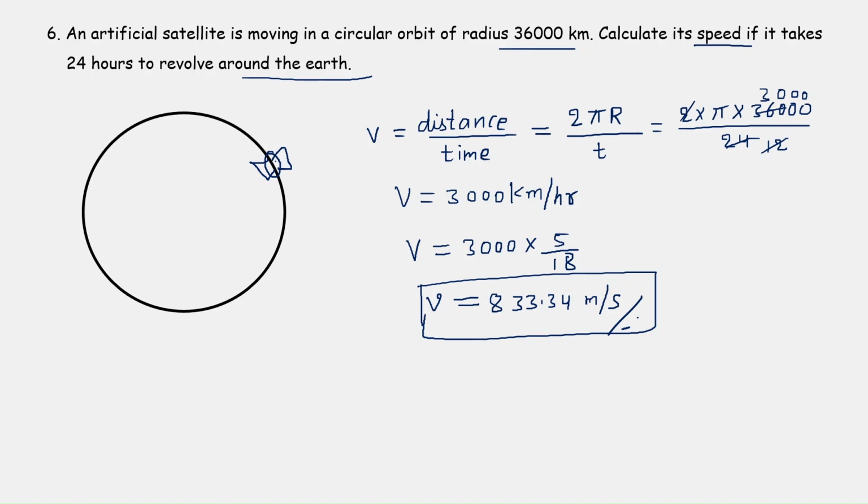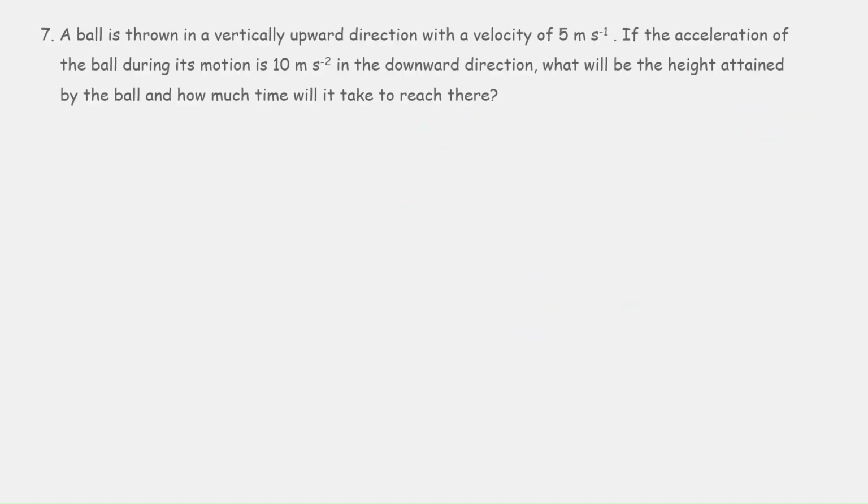Okay, so next we will enter into the next question. Here is our seventh question. A ball is thrown in a vertically upward direction with a velocity of 5 meter per second. If the acceleration of the ball during its motion is 10 meter per second square in the downward direction.